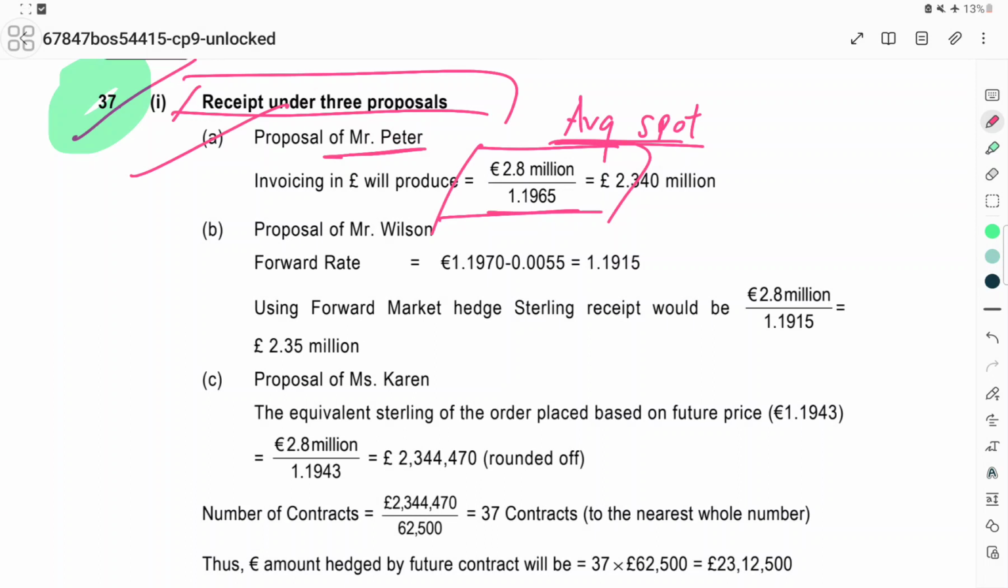We start from the base again. What is receivable is euro 2.8 million. What is the rate that is given to me? Now we've identified the rate. The average rate is 1.1965.